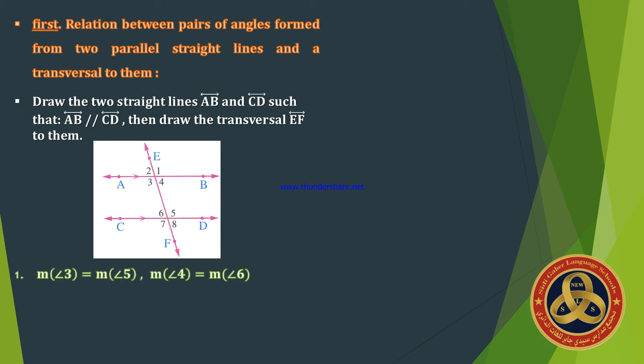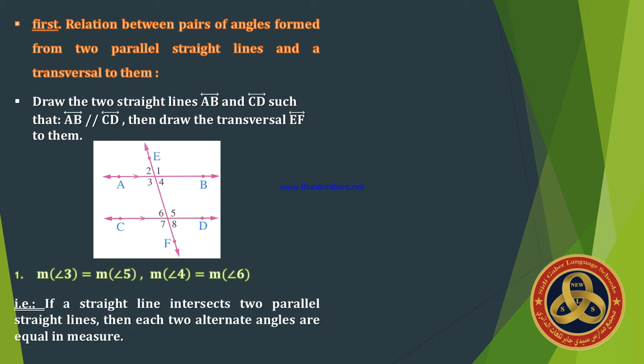We have here the first relation, the alternate angles. The measure of angle 3 and the measure of angle 5 are equal, and the measure of angle 4 equals the measure of angle 6, because they are alternate angles, which means if a straight line intersects two parallel straight lines, then each two alternate angles are equal in measure.